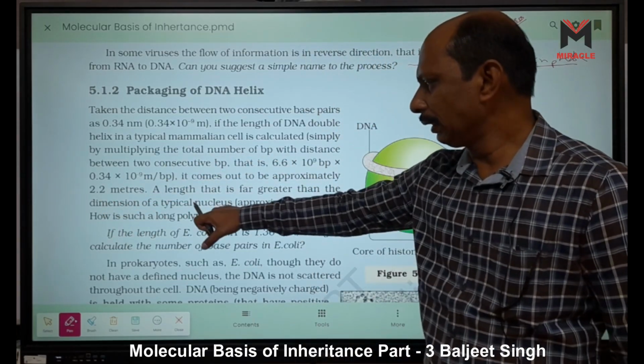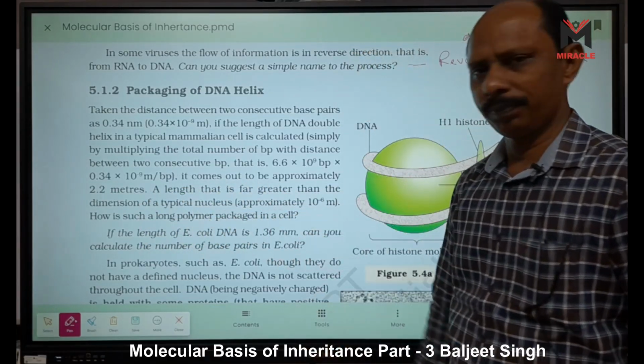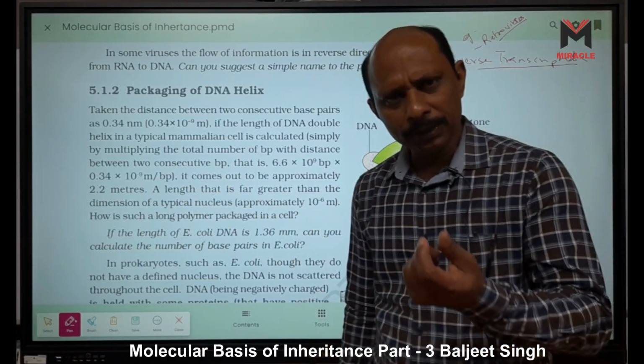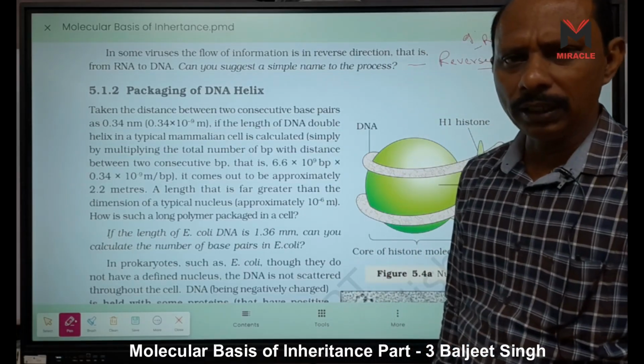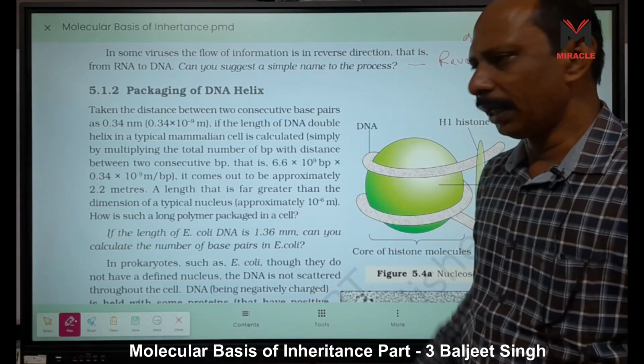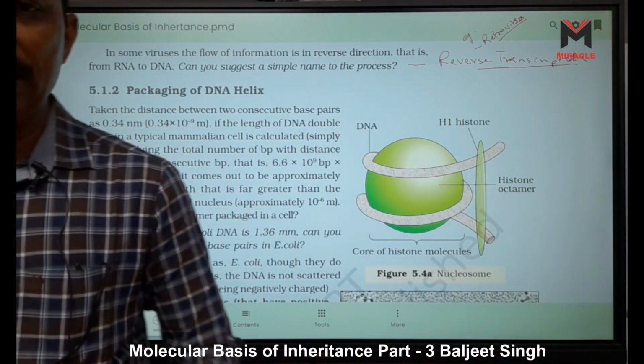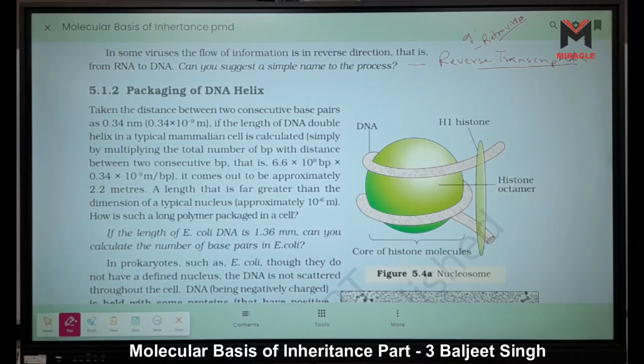A length that is far greater than the dimension of a typical nucleus, not the cell, but the nucleus. Nucleus means we cannot see it with naked eyes. It is approximately 10 power minus 6 meter, right? How is such a long polymer packaged inside the nucleus, right?